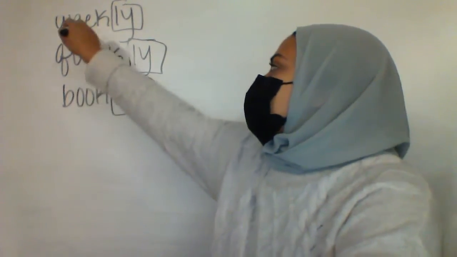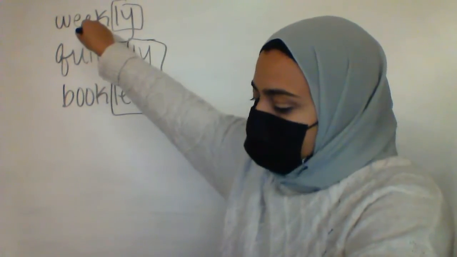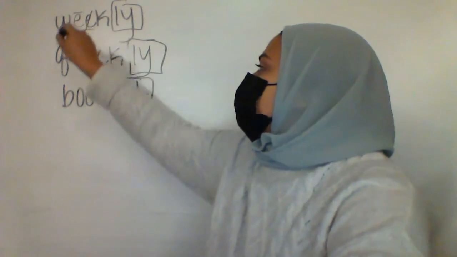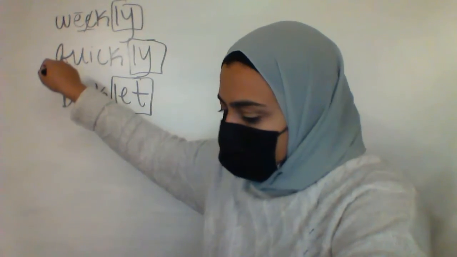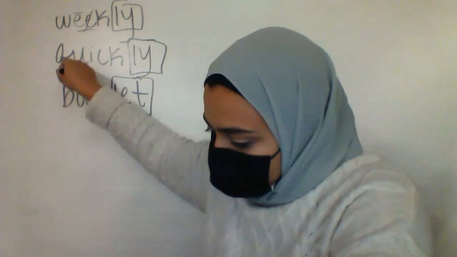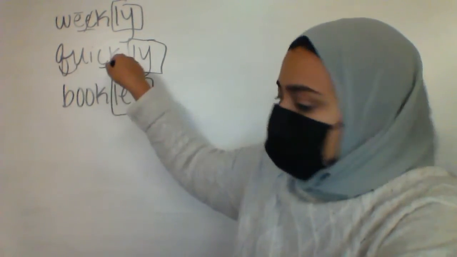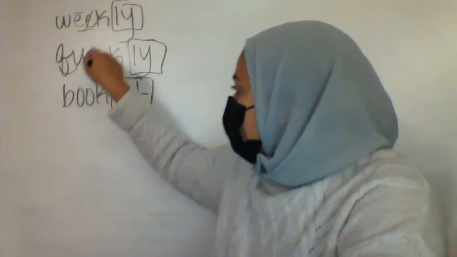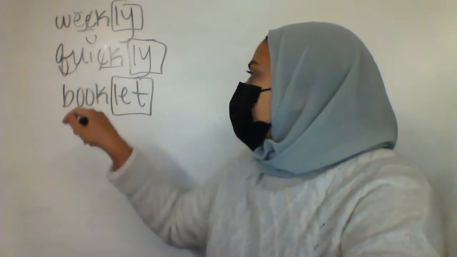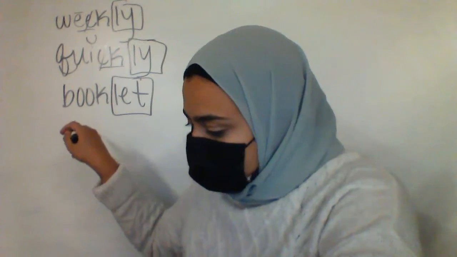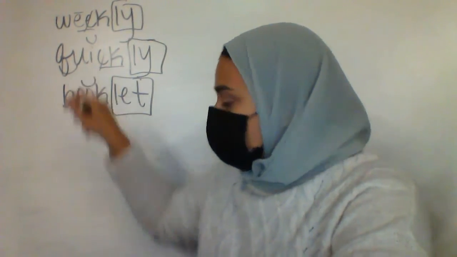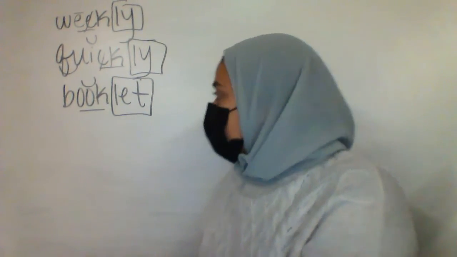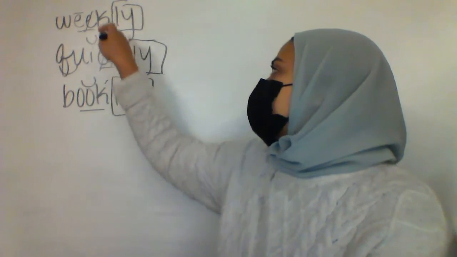So let's code the rest of the word weekly. What is this? Digraph. Very good. How about here? What is this? Q-U. Combination Q-U. Digraph C-K. And this is a breve. How about here? Booklet. O-O. Very good. And then obviously the accent always goes right before the suffix, at the end of the root word.